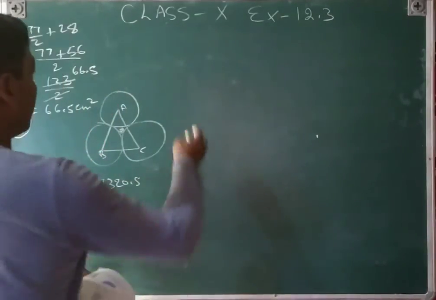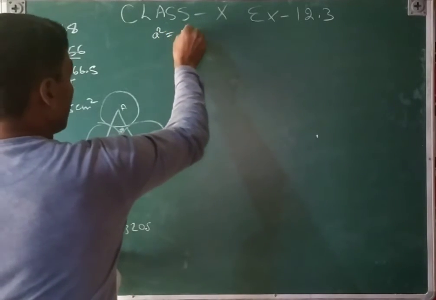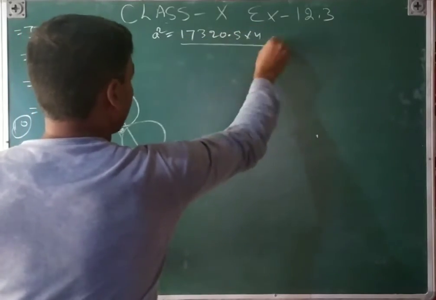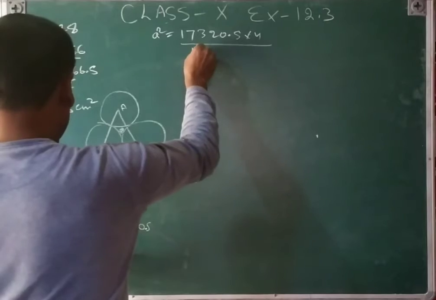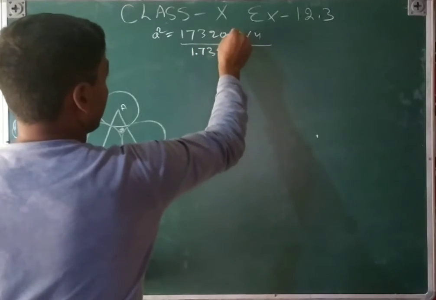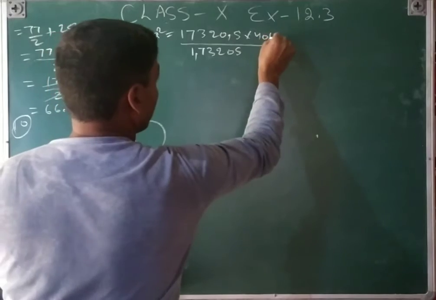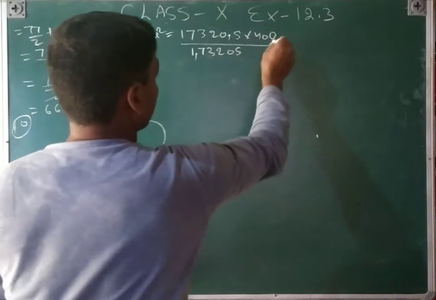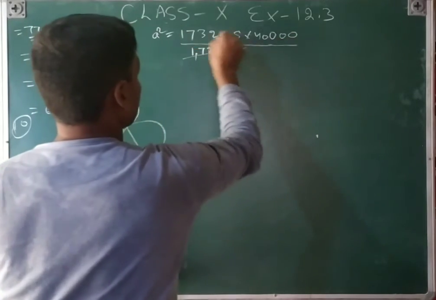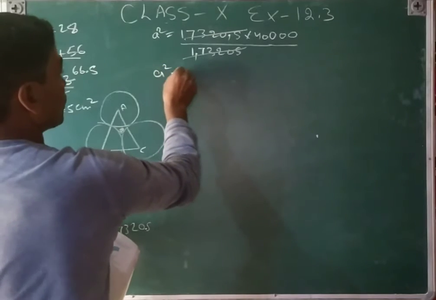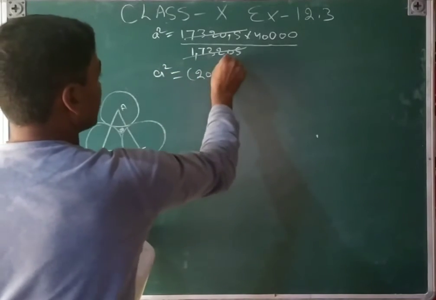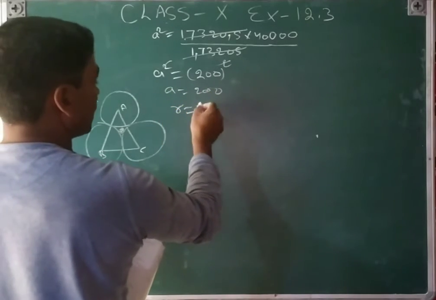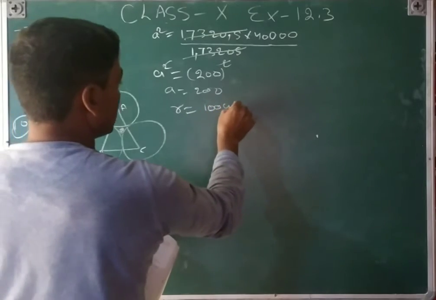Now you will see that a square is equal to 1732.05 into 4 upon 1.732. By decimal cancellation, that will be 400, so this cancels by this. So a square is equal to 400, square cancels by square, so a is equal to 20. So r must be half of this one, 10 centimeter.